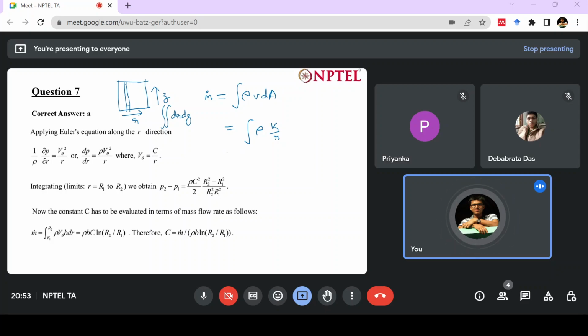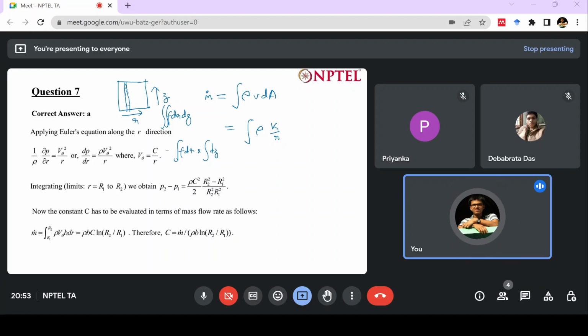So dz integration you can do because nothing depends on z. Whatever is your function, some function f dr dz, this will be basically equal to your f dr into integration dz. So this is basically your height. You understand?